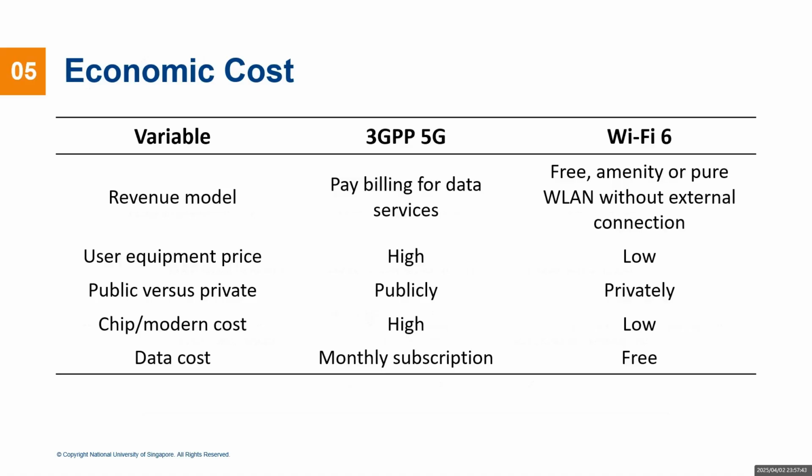Finally, it comes to the economic cost. In terms of business model, 5G belongs to the traditional pay-per-use model, where users need to pay for data services on a monthly basis. Wi-Fi 6, on the other hand, is mostly provided free of charge as an amenity or local network service, especially in private scenarios such as shopping malls and campuses. Overall, Wi-Fi 6 is more economical and better suited for local internal communications, but 5G emphasizes wide coverage and high performance, but at a relatively higher cost.